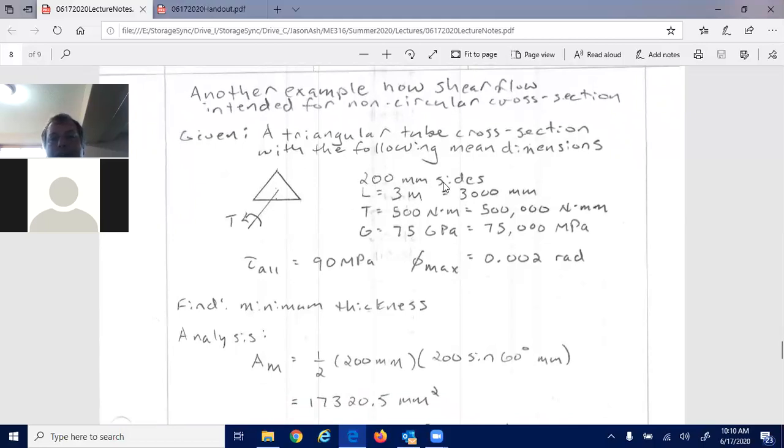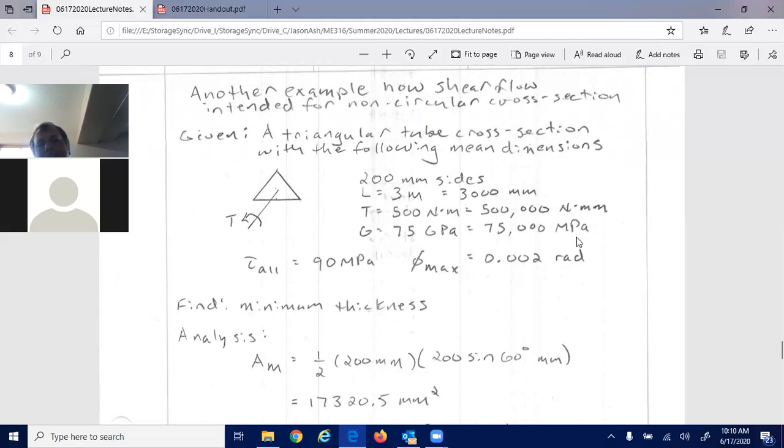We have 200 millimeter sides, so equilateral triangle. The length is 3 meters. I did some conversions already. That's 3,000 millimeters. The torque is 500 Newton meters, which is 500,000 Newton millimeters. And our shear modulus is 75 gigapascals, which is 75,000 megapascals. And so I'm using Newton millimeters and megapascals for the units.